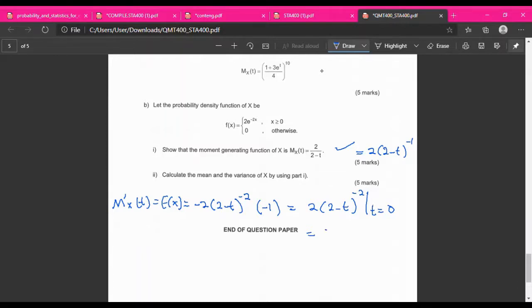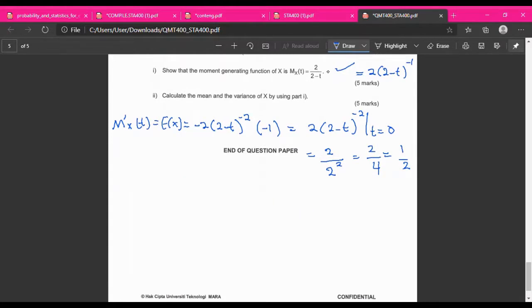Then you will get the value 2 over, 2 minus 0 is 2, 2 power of 2. Right? So you will get 2 over 4. So 1 over 2. Alright.